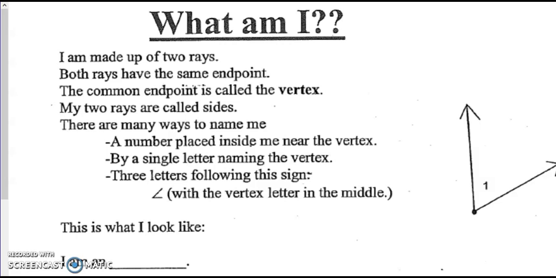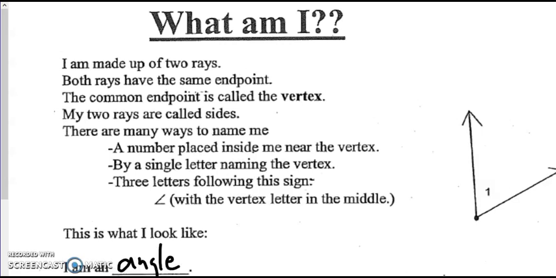Okay, so I'm made up of 2 rays. Both rays have the same endpoint. The common endpoint is called the vertex. My 2 rays are called sides, and there are many ways to name me, which we'll get to on the next slide. A number placed inside me near the vertex.